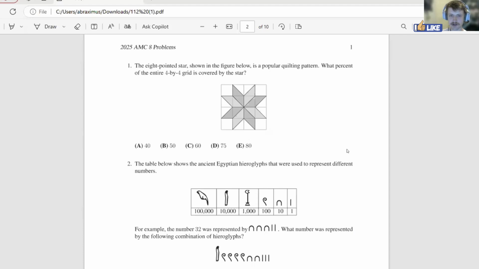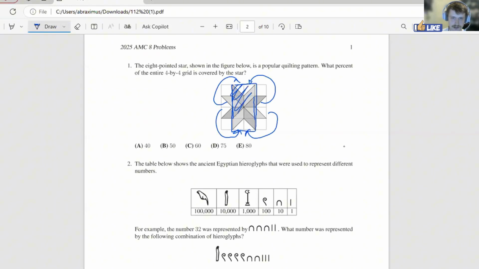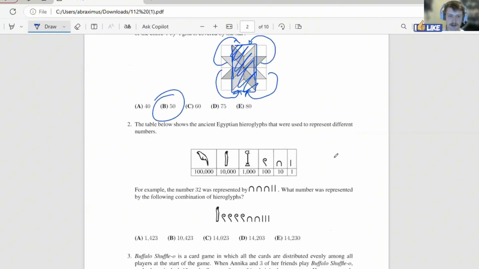Problem one. The eight-pointed star shown in the figure below is a popular quilting pattern. What percent of the 4x4 grid is covered by the star? One of the easiest ways to solve area problems is to chop up the shape and rearrange it. So I'm going to chop off these two triangles here, these two here, and slide them over here. And we get a new shape of a shaded region, which is a 2x4 rectangle, which is half of a 4x4 square.